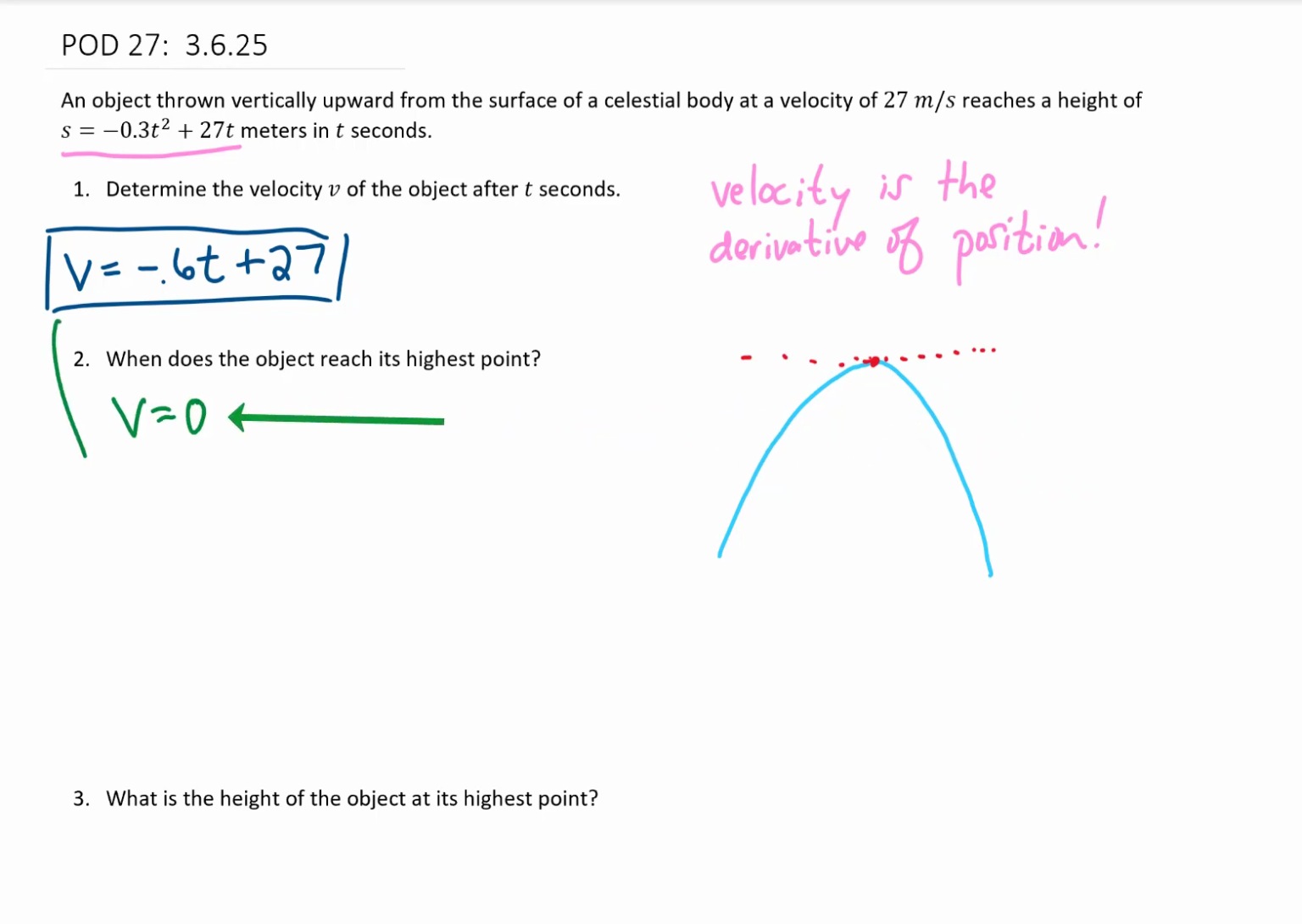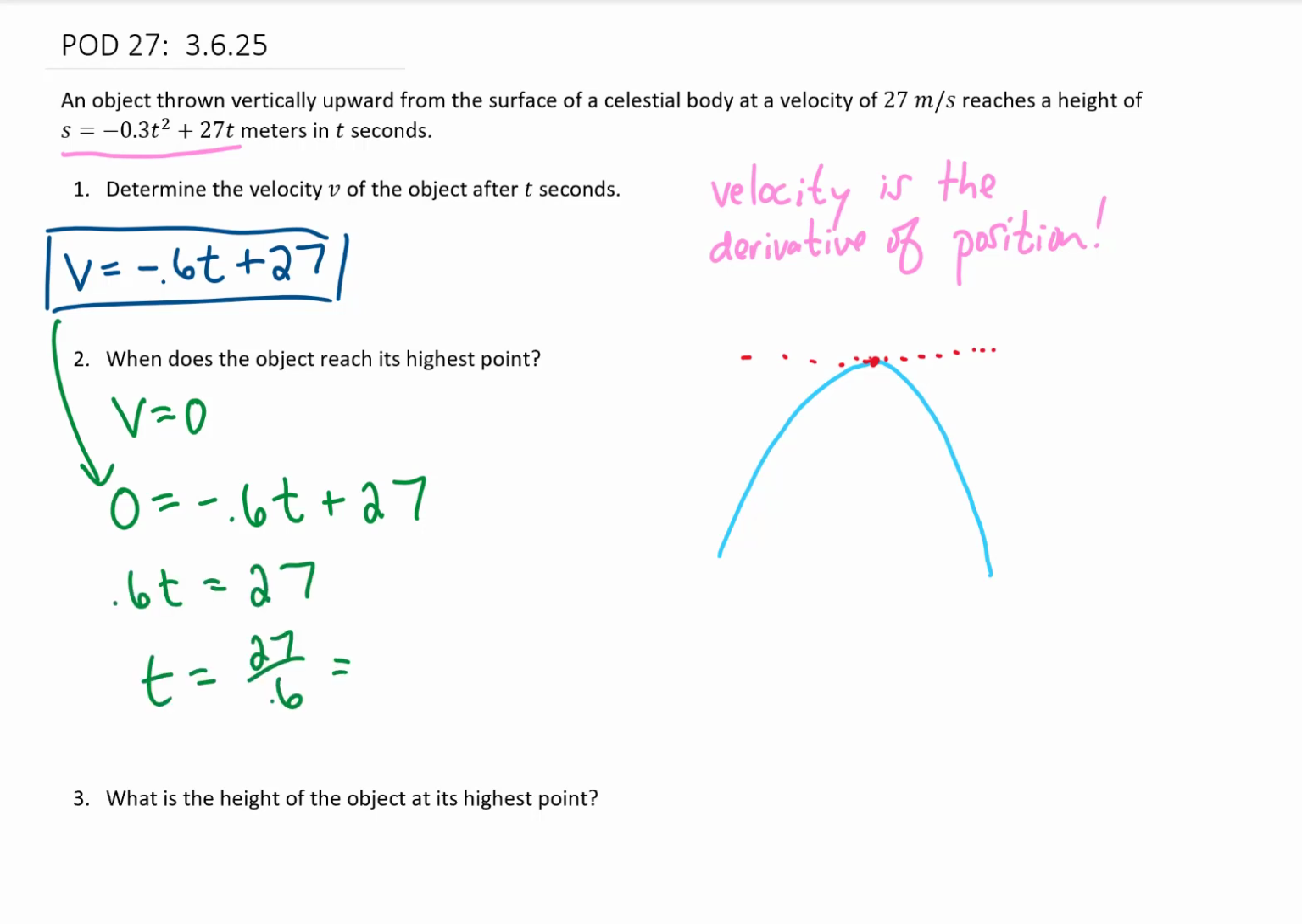So we can use the result from the first part of this problem, plug in our velocity of 0, and then solving this equation for t gives us the time at which this velocity of 0 occurs. Or in other words, it will tell us when the object reaches its highest point. Solving for t gives me an answer of 45, and that would be seconds. So the object reaches its highest point after 45 seconds. On our graph, that 45-second mark would appear right here.